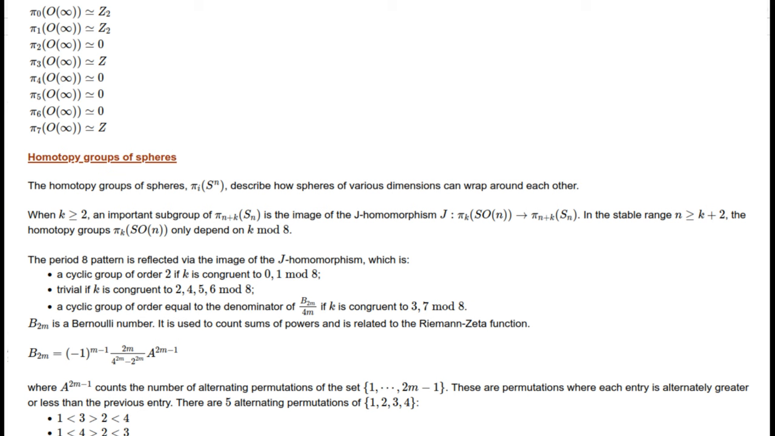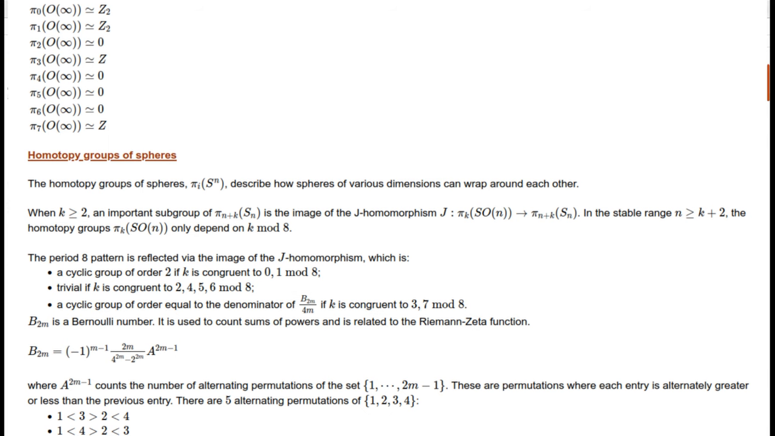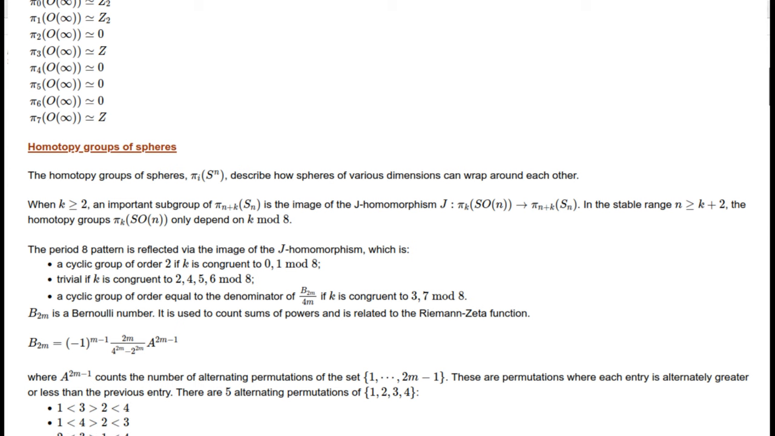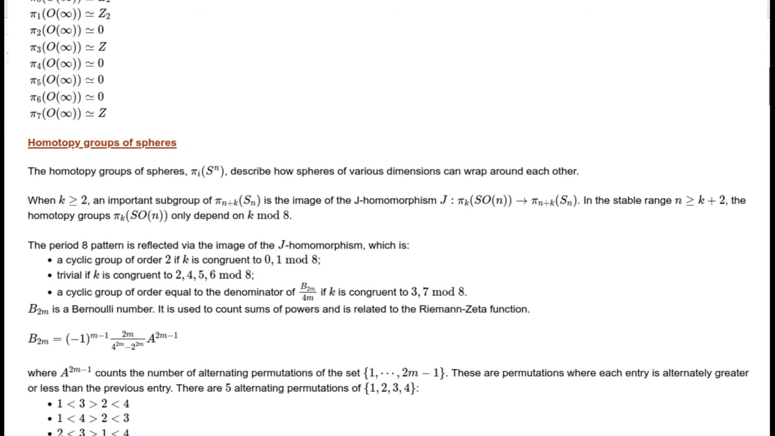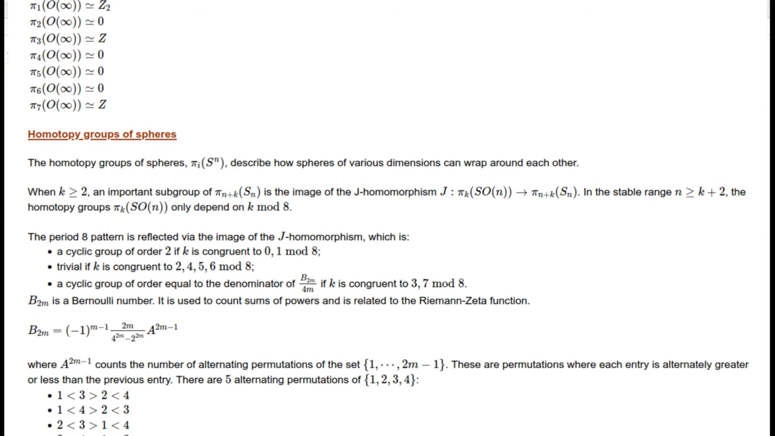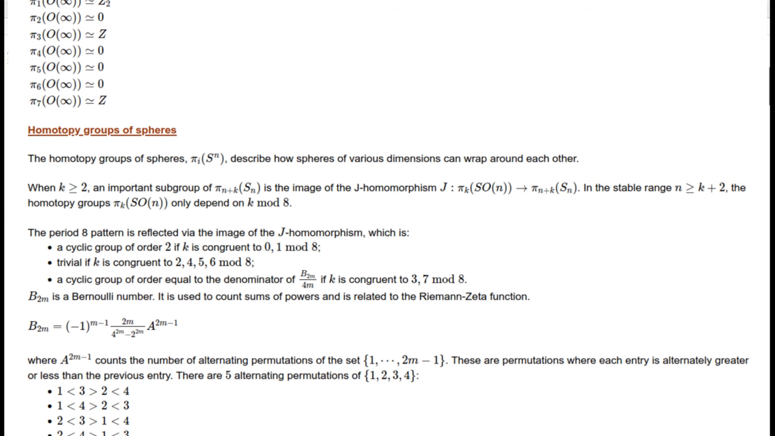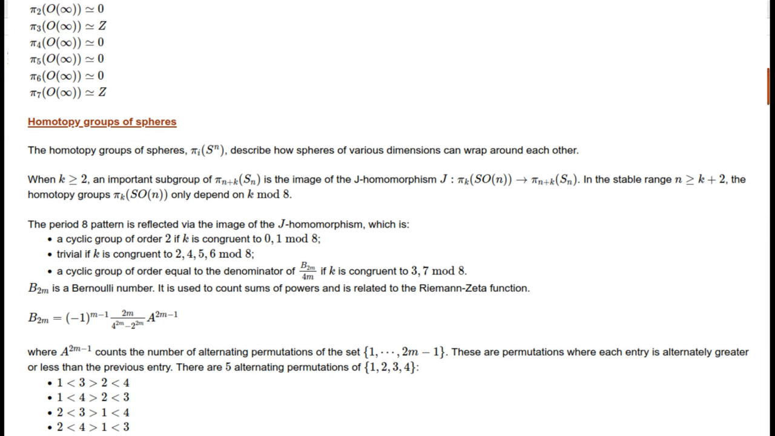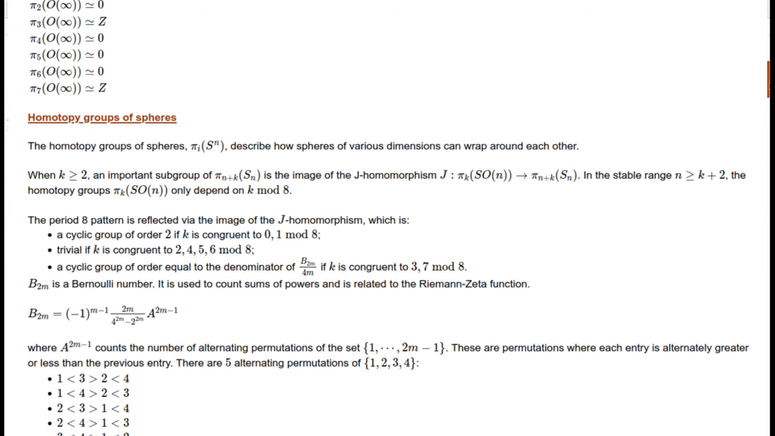And so that'll give you either a cyclic group or a trivial group, or instead of this Z, it will give you, and I messed up my LaTeX here, the Bernoulli numbers, B sub 2M, which are related to ways of writing out alternating permutations, but Bernoulli invented them to calculate sums of powers. And so they end up being related to the Riemann zeta function. So something very basic like that is just popping in there, right? Which will yield these very large numbers in particular cases, 3, 7 mod 8.